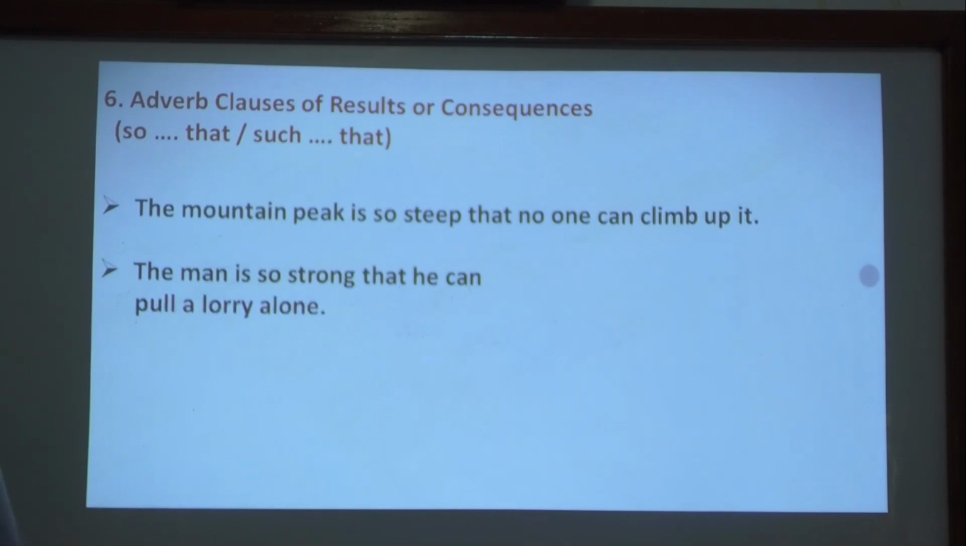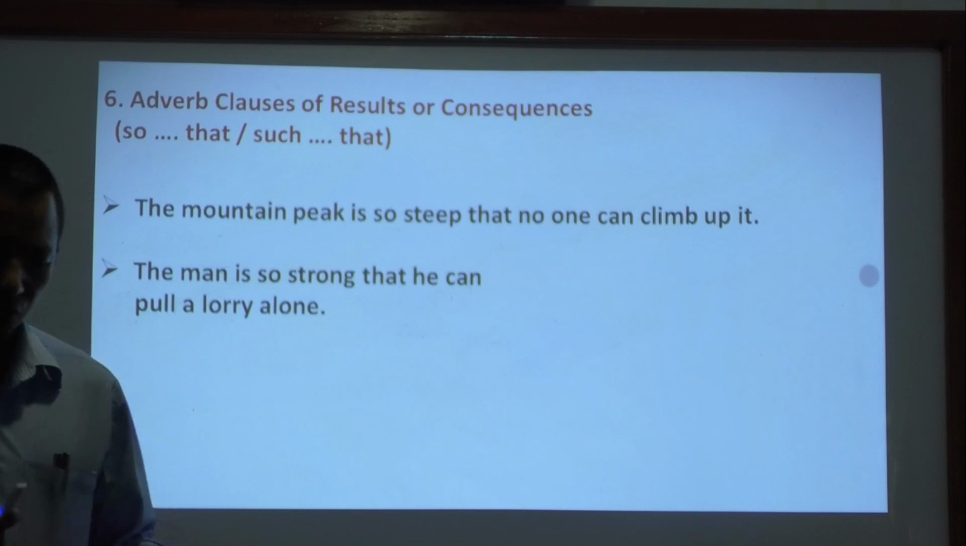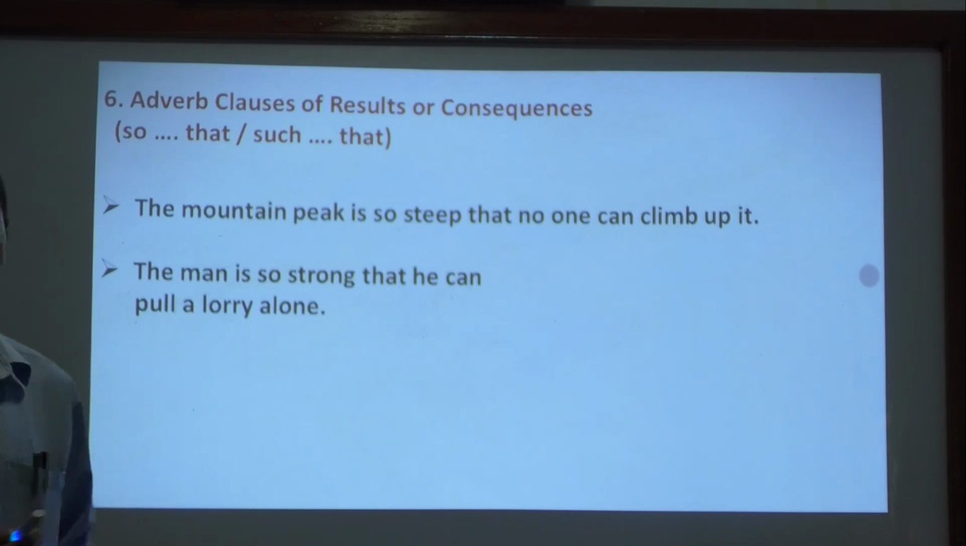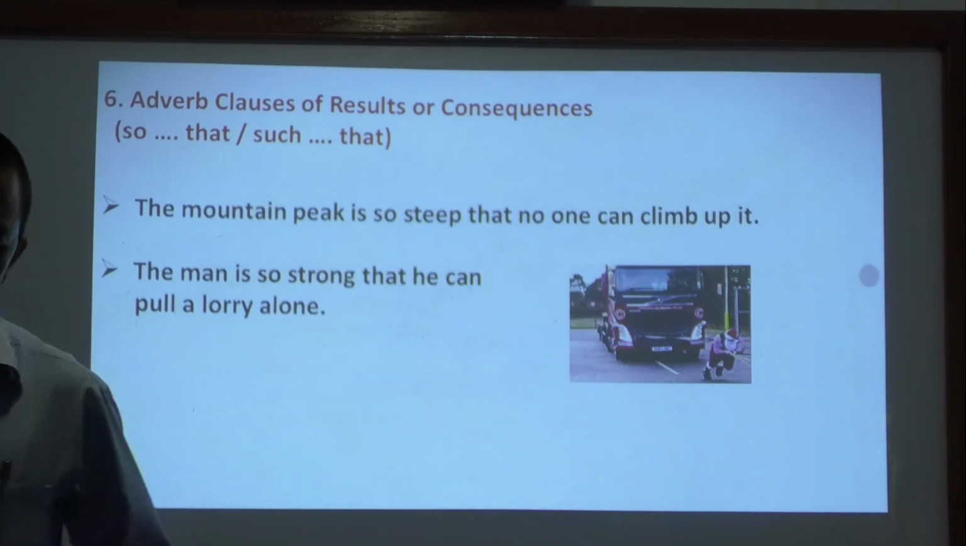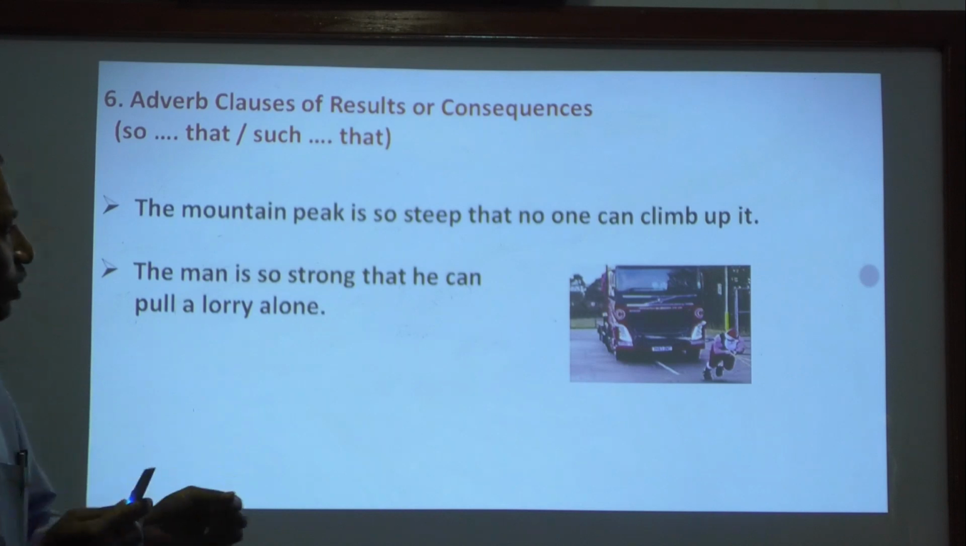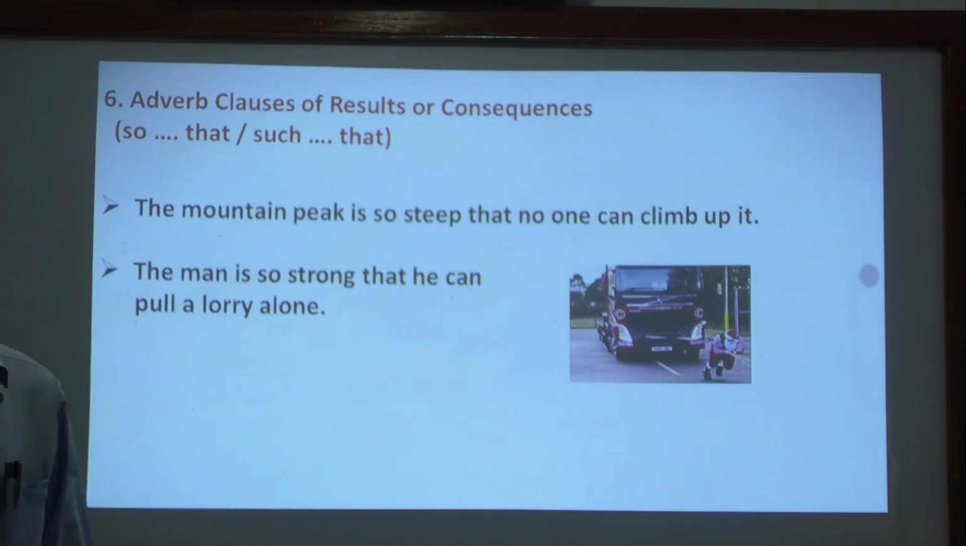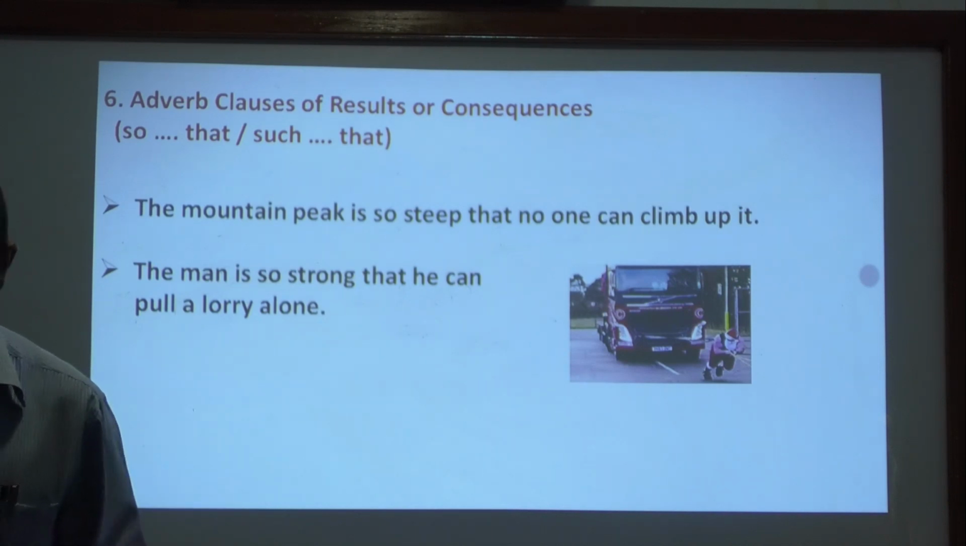He can pull a lorry alone. Have you seen anybody pulling a lorry, pulling a truck alone? Some people are so strong. Okay, look at this picture. The man is so strong, so an adjective and that. So strong that he can pull a lorry alone. Like that.